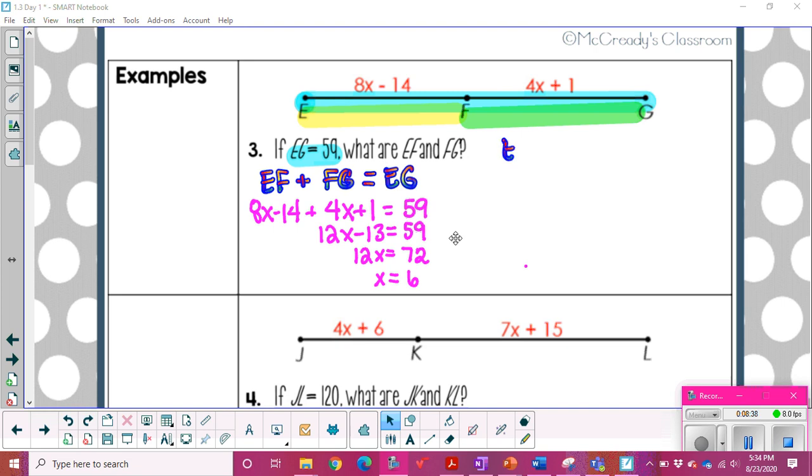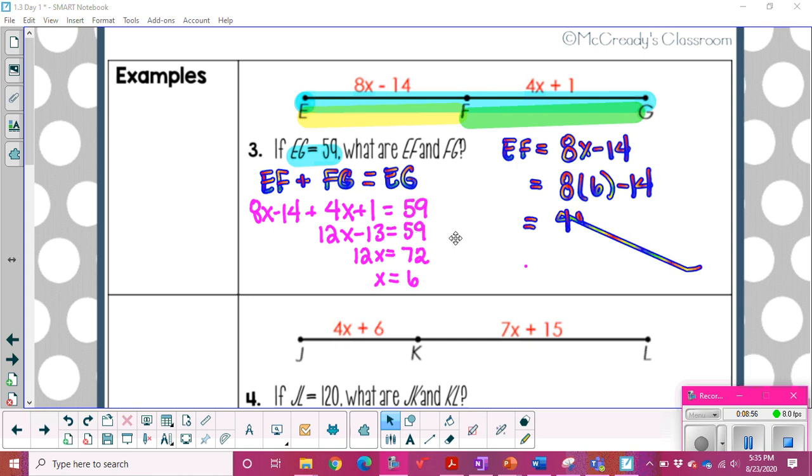So let's look at this. There's a couple different ways we could do this. All right, let's go ahead and find EF. EF is 8x minus 14. Well, I know what x is now. So all I have to do is plug in 6. So we know that 8 times 6 is 48. And we know that 48 minus 14 will give you 34. So EF is 34. Okay, now we could go ahead and plug x in for FG, or we could just subtract 34 from the total, which is 59. You're going to get the same answer no matter which way you do it.